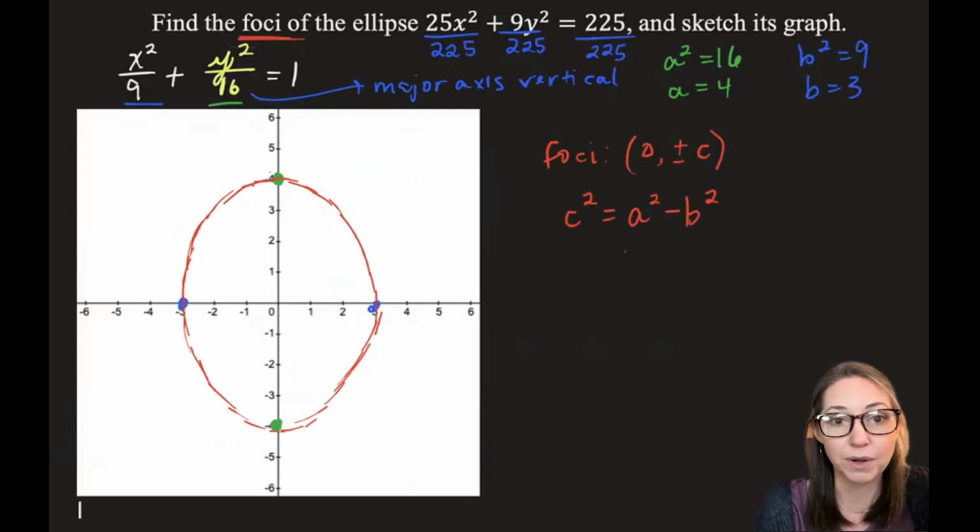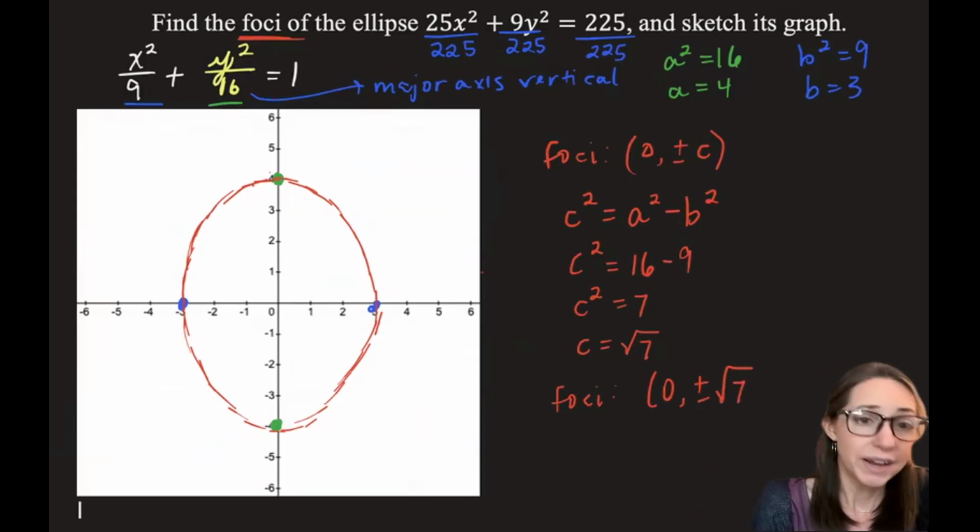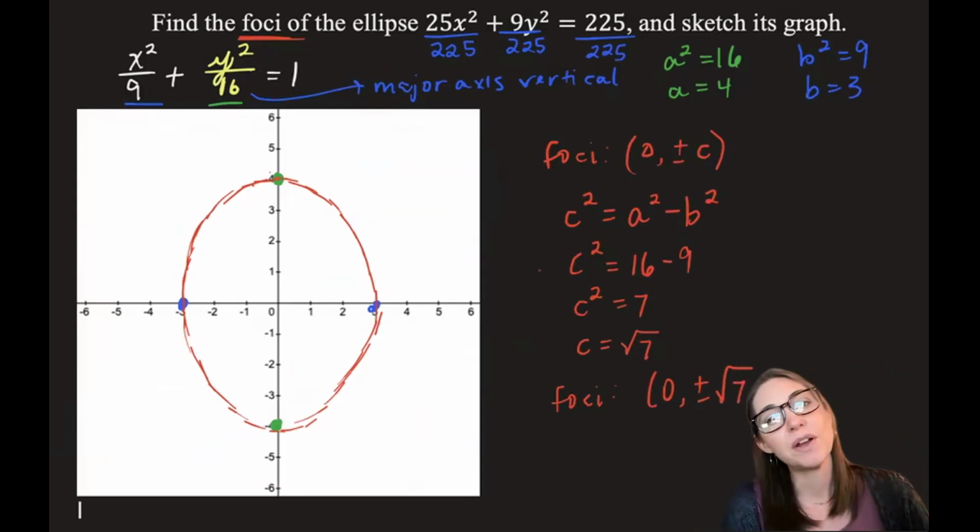All right, we know a squared and b squared, so we can plug those in to find c squared. A squared was 16 right here, and b squared was 9 right there. 16 minus 9 is 7, so we get c squared is equal to 7. So c is the square root of 7. So that tells us that our foci are at the points 0, comma, plus or minus the square root of 7.